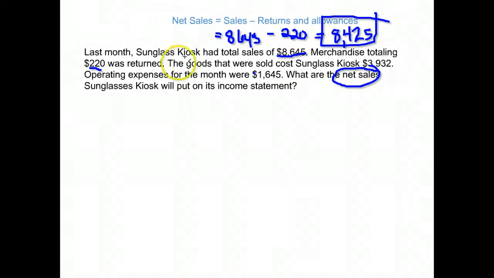Okay, so be careful and read carefully because this time they just wanted net sales. They did not want net income.